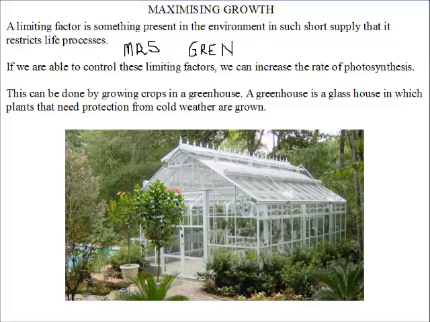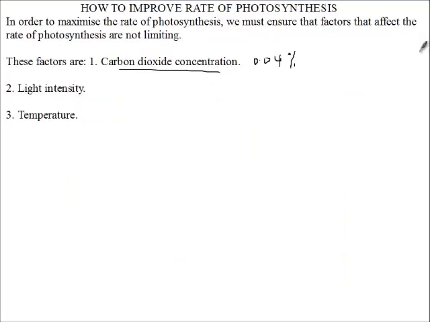Now, let's recall what the limiting factors are. Last time we saw that for limiting factors, we have carbon dioxide concentration, the factors that limit photosynthesis. We have carbon dioxide concentration, and that is only 0.04% in air. That is the amount of carbon dioxide in air, 0.04% of the composition of air. So that means it makes up only a small portion, and then it is fixed.